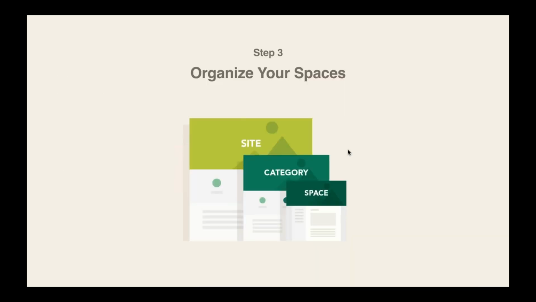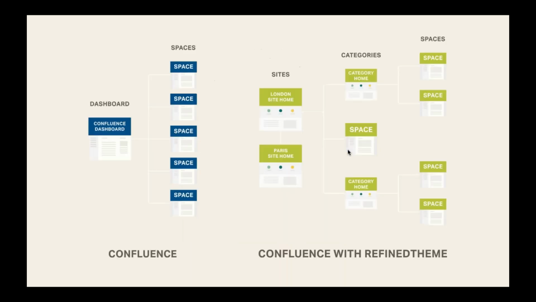All right, step number 3 is then to organize your spaces. So I'm going to explain the concept of this first, and then we'll go back to our example with Arctic Rim. So what you see on the left here is what you probably are familiar with. So that's a Confluence dashboard, and spaces that sit within that Confluence dashboard. And then you would, of course, have your pages beneath that.